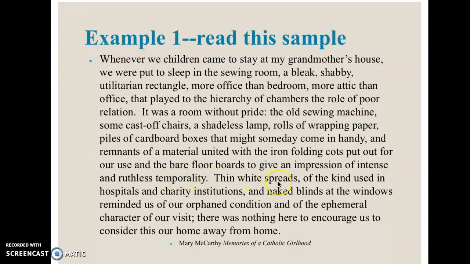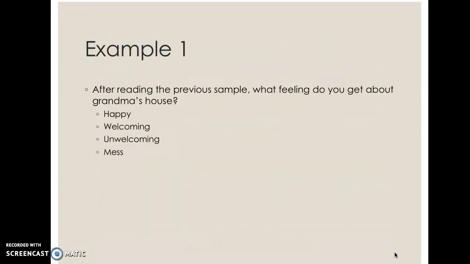So here we have thin white spreads, naked blinds at the windows, orphaned condition. And so again, it's basically through our word choice, but also through the choice of images that are created that lead us to believe that this isn't a very positive place. Now, positive and negative is kind of the start of dominant impression, and we can definitely say that this is a negative dominant impression, but can we put it even more specific? Can we get to a more specific dominant impression than just negative?